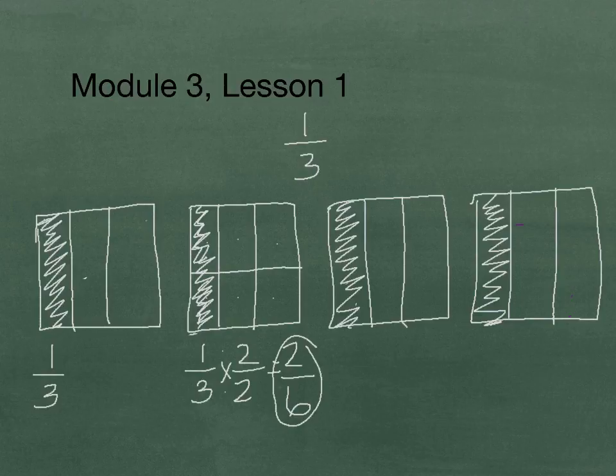And when we're talking about fractions, those top and bottom numbers have a specific name. The top number is called your numerator, and the bottom number is called the denominator.